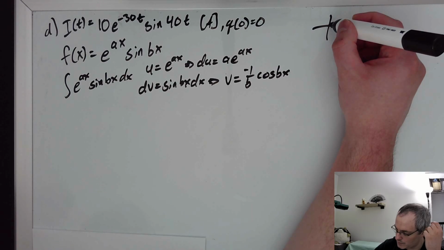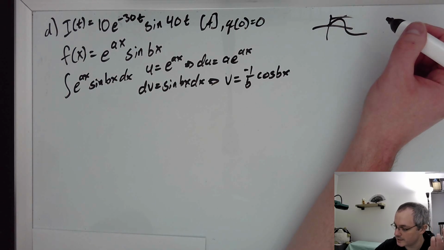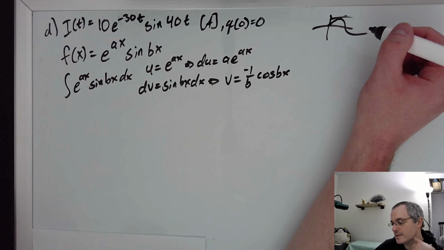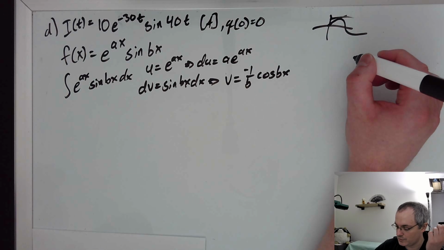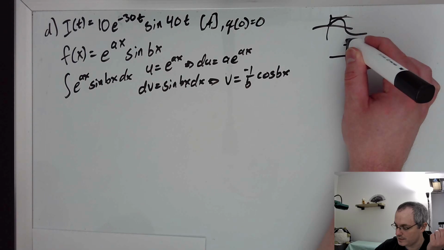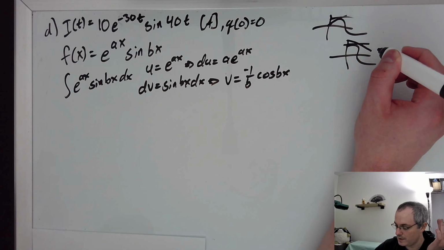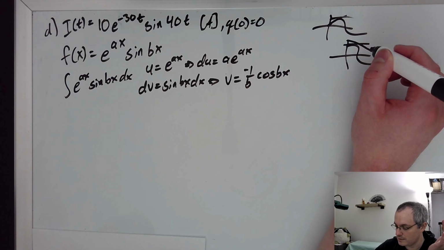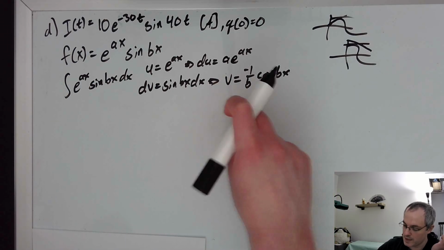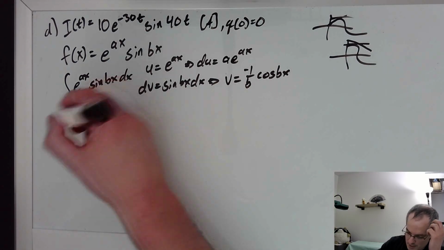Sine's derivative is positive cosine, so its integral must be negative cosine, right? I'm not sure that's correct. Cosine starts at 1 and then goes negative, so the derivative of cosine is negative sine. The derivative goes this way and the signs change, so that works out. Okay.